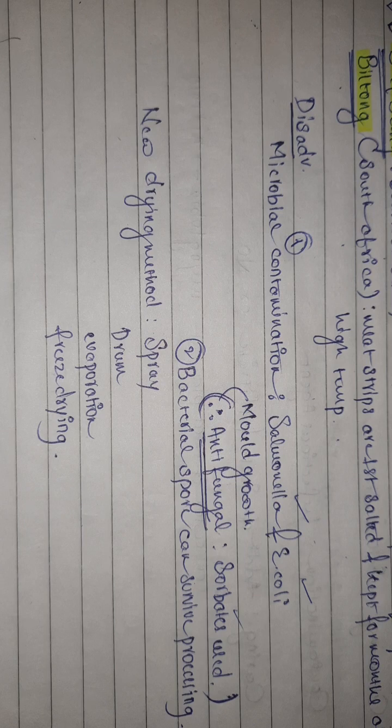After telling you what dry meat is, the types of dry meat, and the disadvantages of dry meat, now I would like to tell you about the new drying methods. I will not go deep into it. I will just name them: spray drying, drum drying, evaporation drying, and freeze drying. So this is the first method by which we can preserve meat.